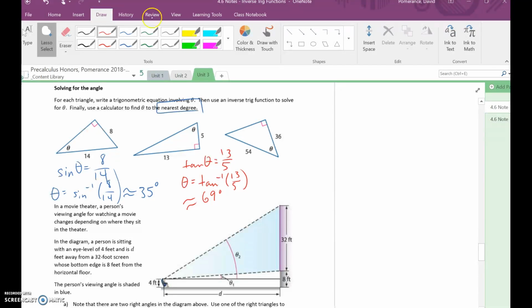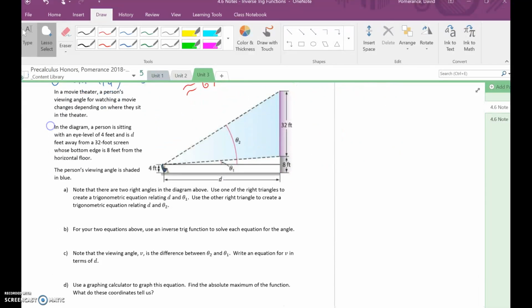Okay, and then one last time. We probably have a cosine here, right? Yeah, adjacent over hypotenuse, so cosine of theta equals 36 over hypotenuse 54. Theta equals inverse cosine of 36 over 54. And rinse and repeat. 48 degrees. Alright, that's kind of boring, but check out this.